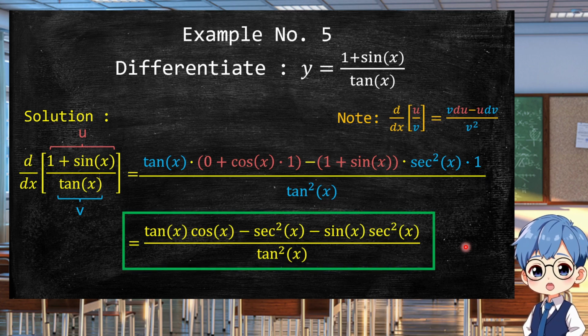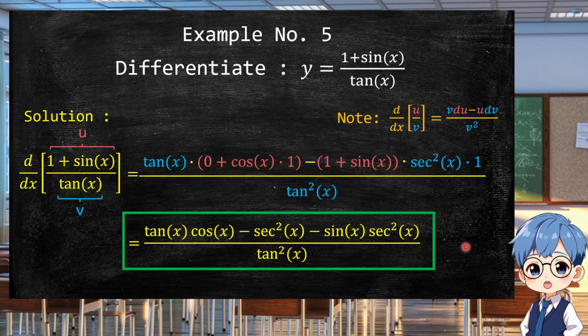So take note, you can still simplify this further using trigo identities, but for the purpose of this lesson, we just need to know how to get the derivative, and the topic is not about simplifying the answer. So this can be the final answer.